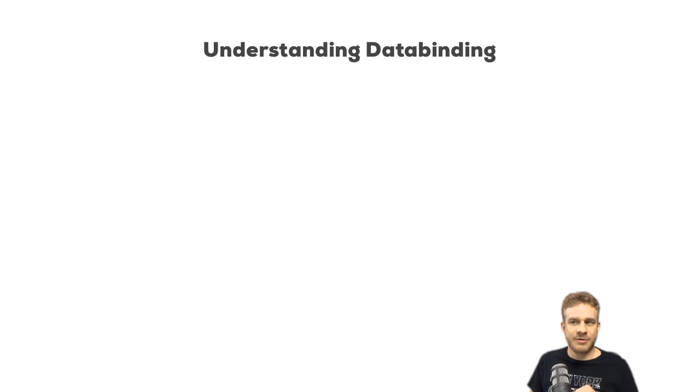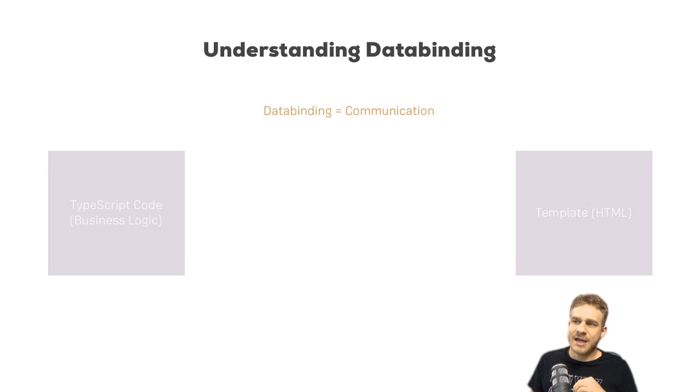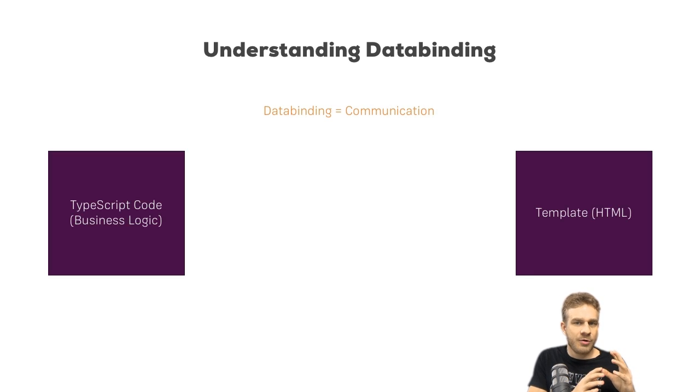You could basically translate data binding with communication. Communication between your TypeScript code of your component, your business logic, and the template, so what the user sees. Because you might have some result in your TypeScript code because you fetched something from a server or finished some calculation, which you want to display to the user. And the only thing the user sees is the template.